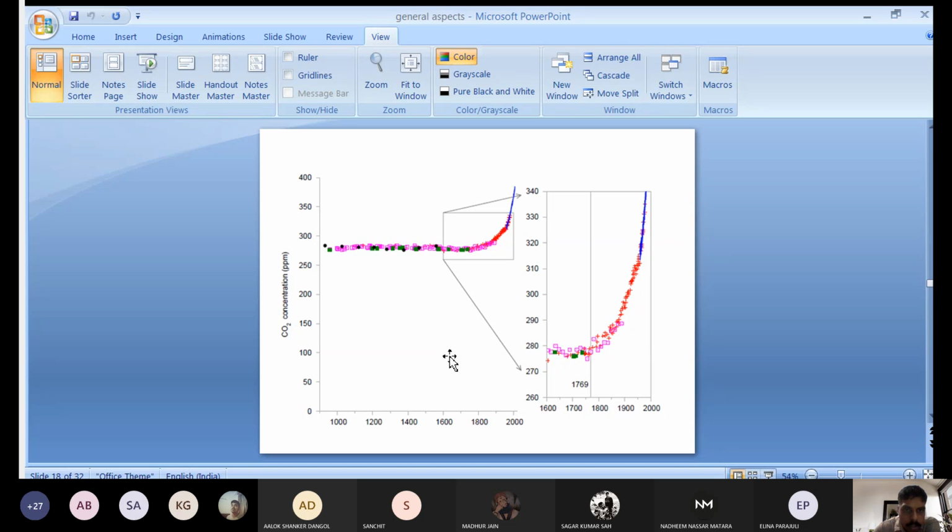You can see what the CO2 concentration is over the years.